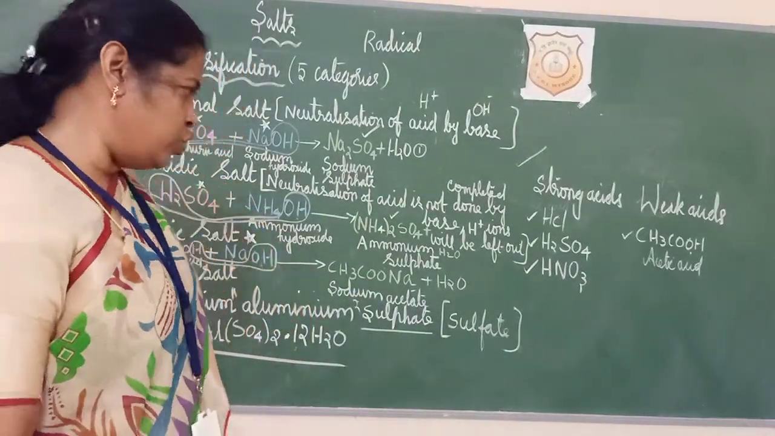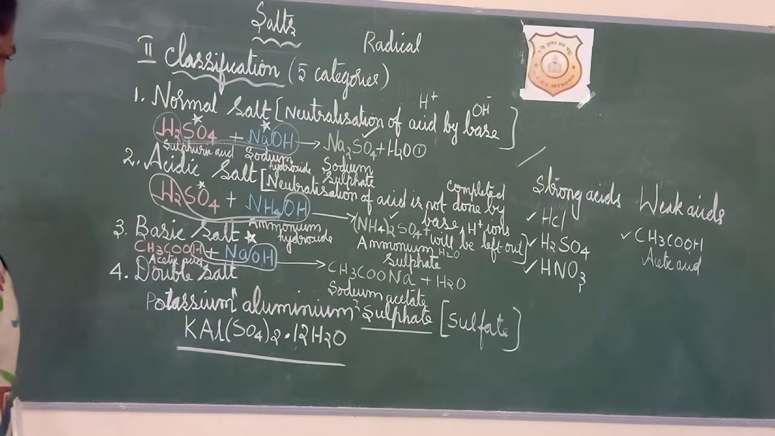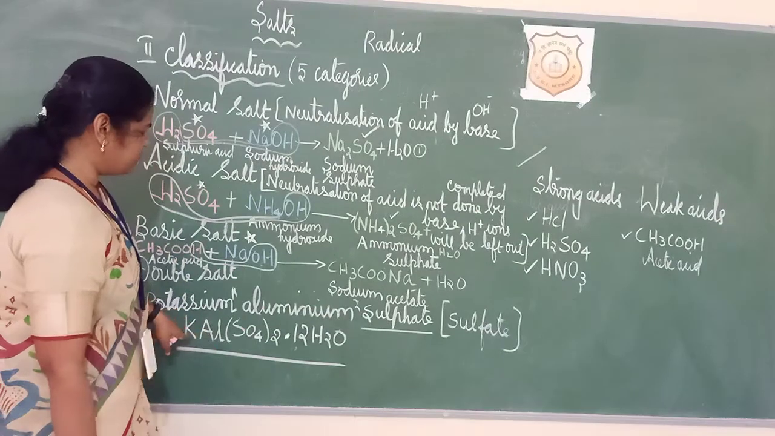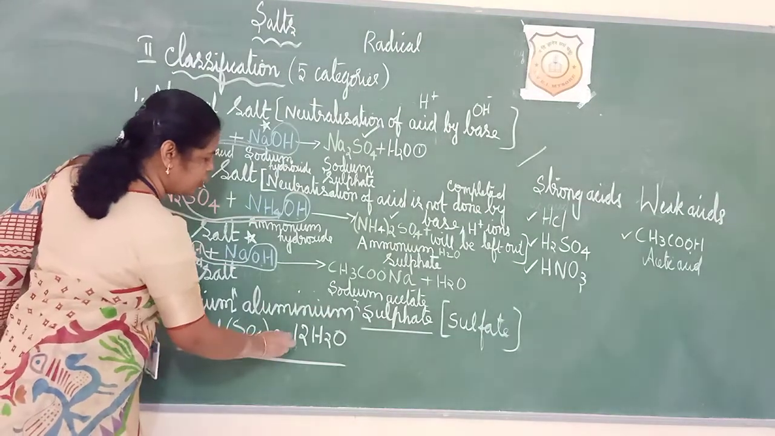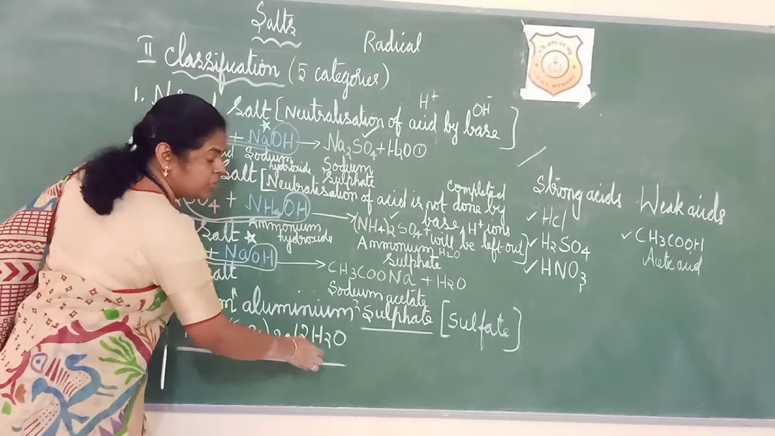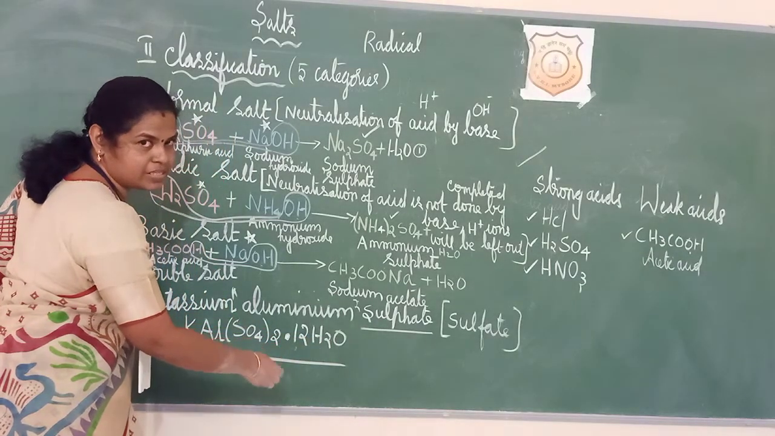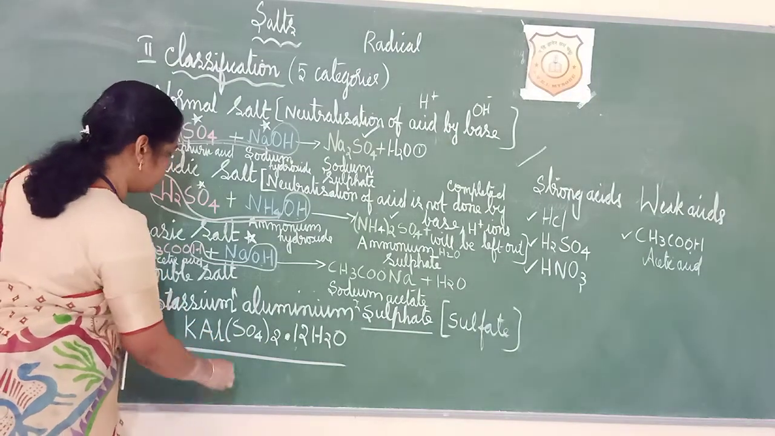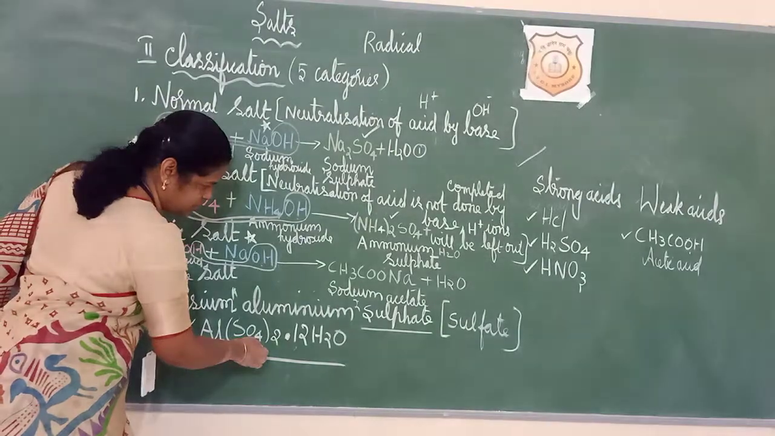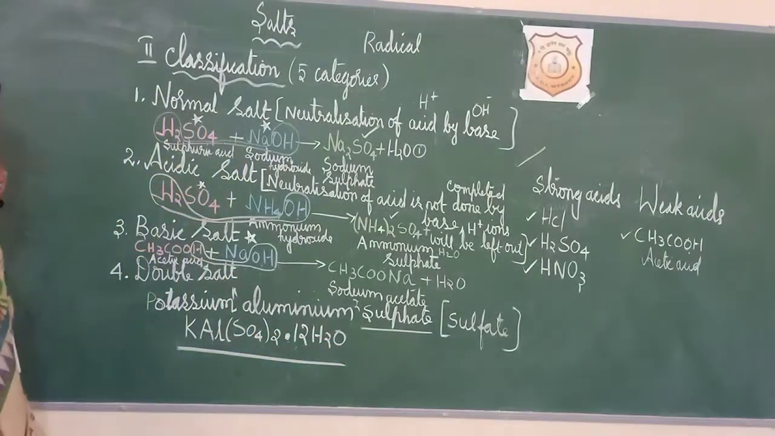Okay, one example you will study. Later in your PU you will be studying many salts in double salt. Potassium aluminium sulfate. Keep this in mind that whenever you are writing this salt, you should put a dot and add the water molecules also. This I will teach you in detail when I am teaching water of crystallization by the end of this chapter. So this is potassium aluminium sulfate dot 12H2O. This is a double salt.